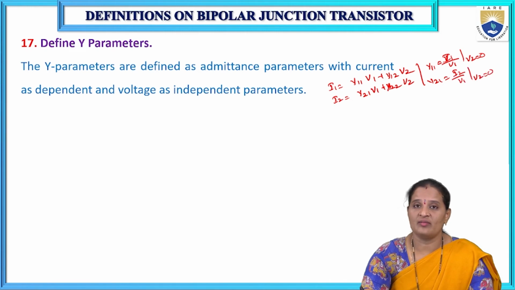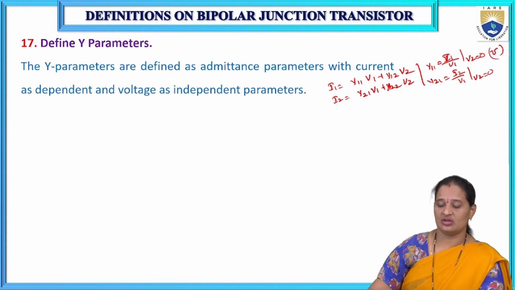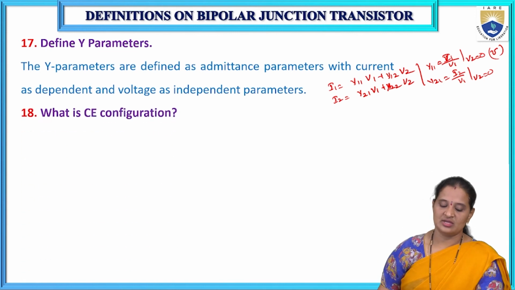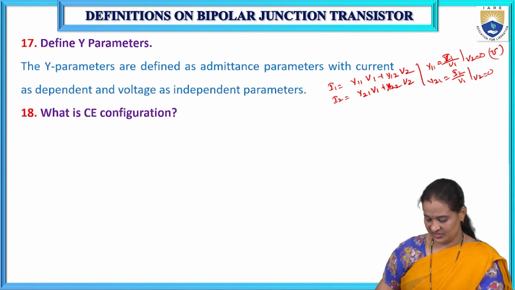So these are nothing but defined as a ratio of current to the voltage, and the units for these Y parameters are mhos or else amperes per volt. So this is about Y parameters, and define CE configuration.